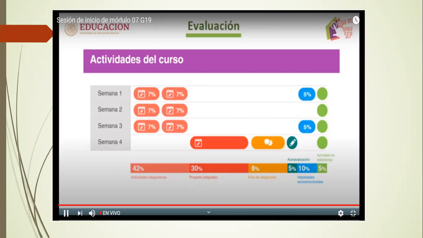And we have the self-evaluation in green. Can you see self-evaluation in green? We have 5% of your grade. And finally, we have, I know it's not the end.